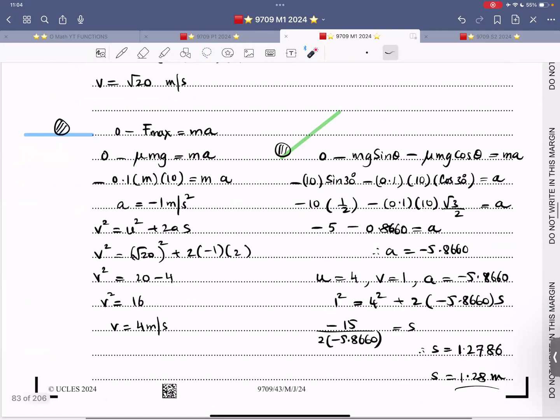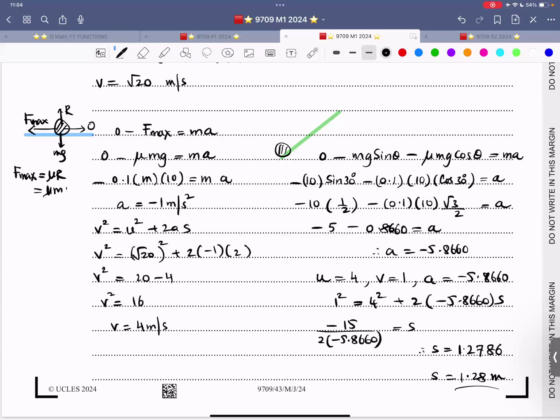The second thing, the rough portion, the horizontal portion. Now, the forward force is 0. The backward force, the resistive force, is F max. This is R, this is mg. So F max is mu R, that is mu mg. Therefore, 0 minus F max is mass into acceleration. M and M cancel out. A comes out to be negative 1 meter per second squared.